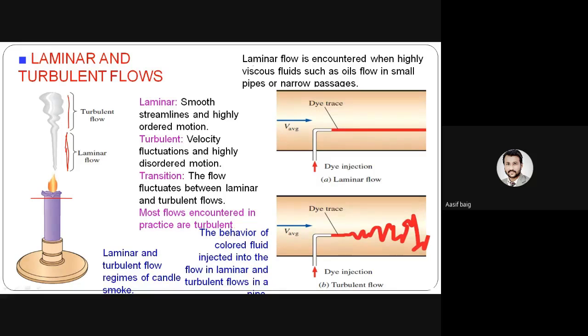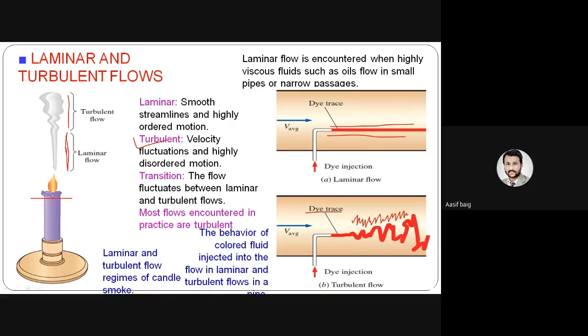So here you can see the laminar flow is encountered when a highly viscous fluid such as oil flows in small pipes or narrow passages. In this case, if you inject the dye trace and you find turbulence in the flow, this is called turbulent flow. And if you find a streamline smooth flow, this is the laminar flow.